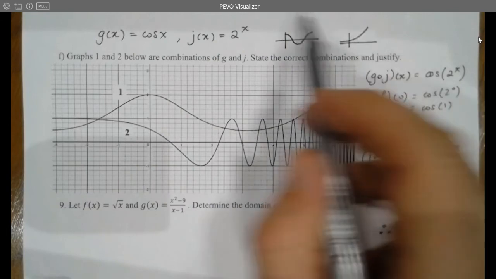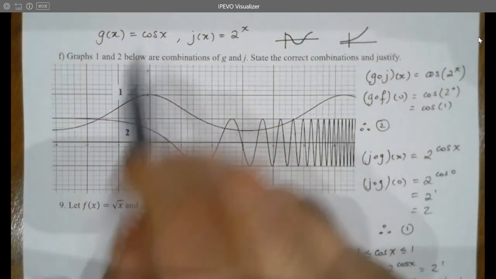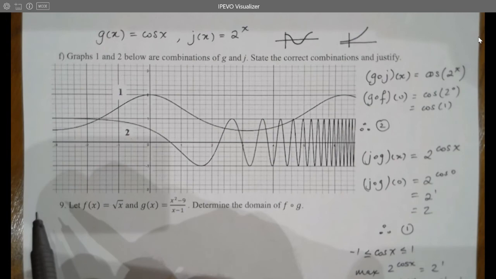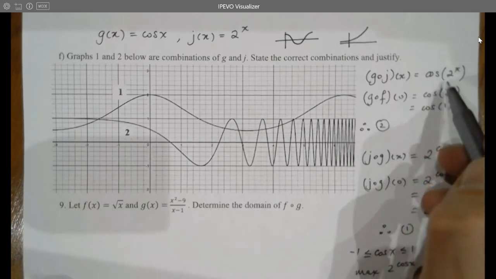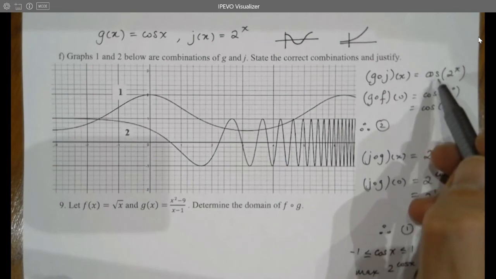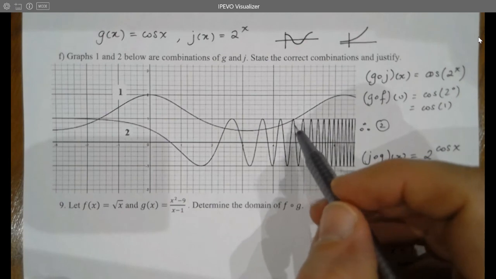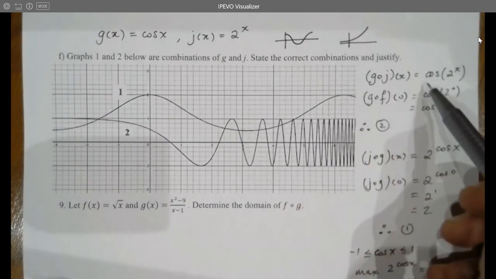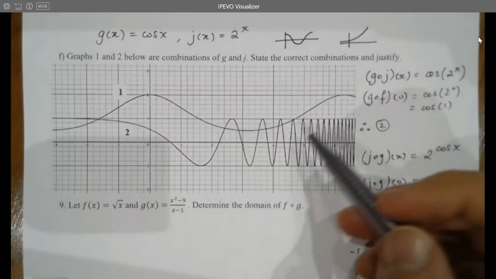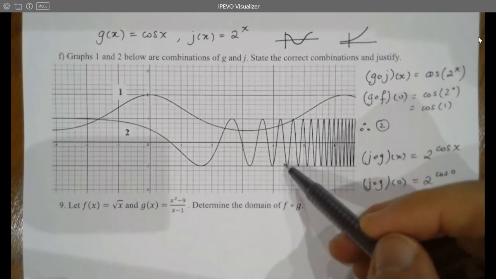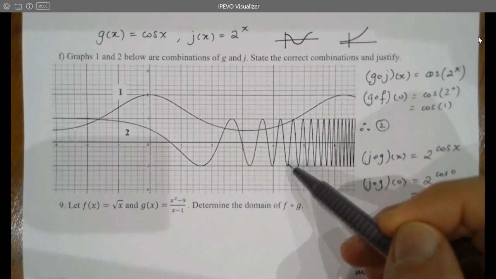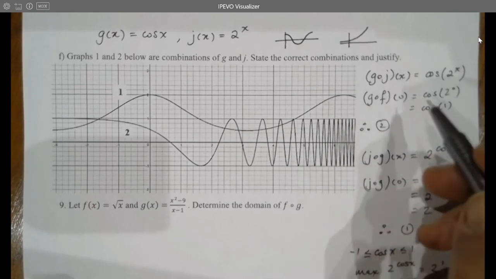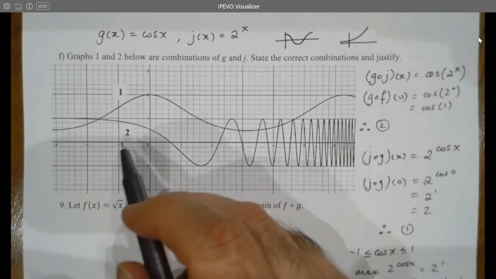And I suppose one last justification is we know that cosine, whatever the inputs are, is never going to give out answers that are bigger than 1 or less than negative 1. And that's what we see here: the output of this function is never larger than 1 and never smaller than negative 1. Okay, so again, a fair bit of evidence that function 2 is given by the equation cos of 2^x.